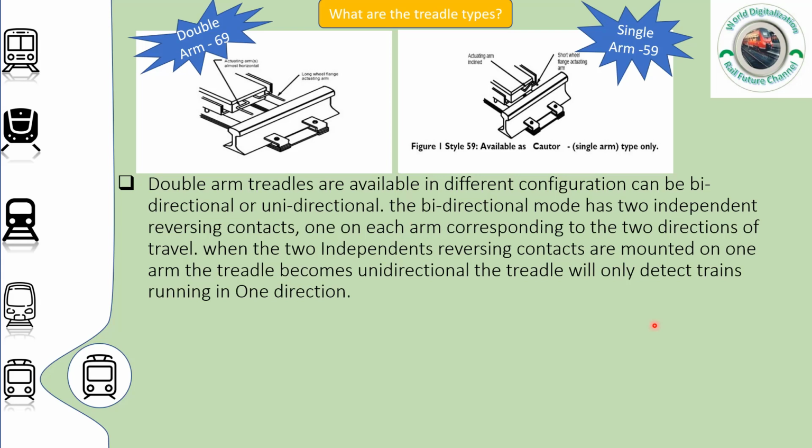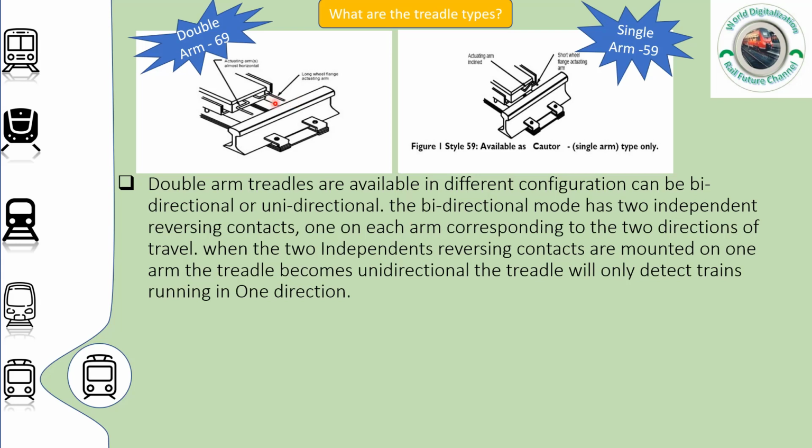The bidirectional mode has two independent reversing contacts, one on each arm, corresponding to the two directions of travel. When the two independent reversing contacts are mounted on one arm, the treadle becomes unidirectional. The treadle will only detect trains running in one direction.